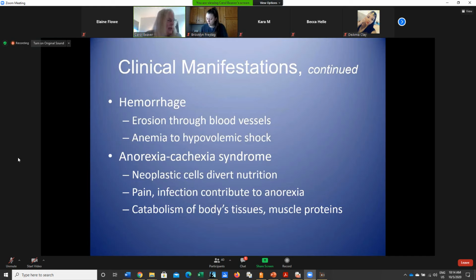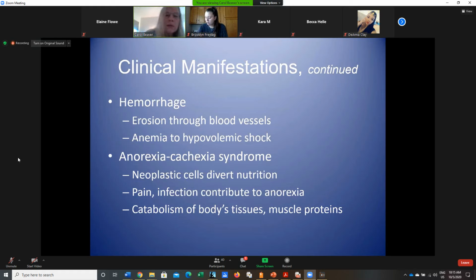And there's widespread catabolism of tissue and muscle proteins. And that's like anabolic steroids, we talk about that. Anabolism is building up. Catabolism is breaking down. So widespread catabolism. We know you just studied metabolism, didn't you? So anabolism is building up, catabolism is breaking down. So increased destruction plus decreased intake can lead to that cachexia.